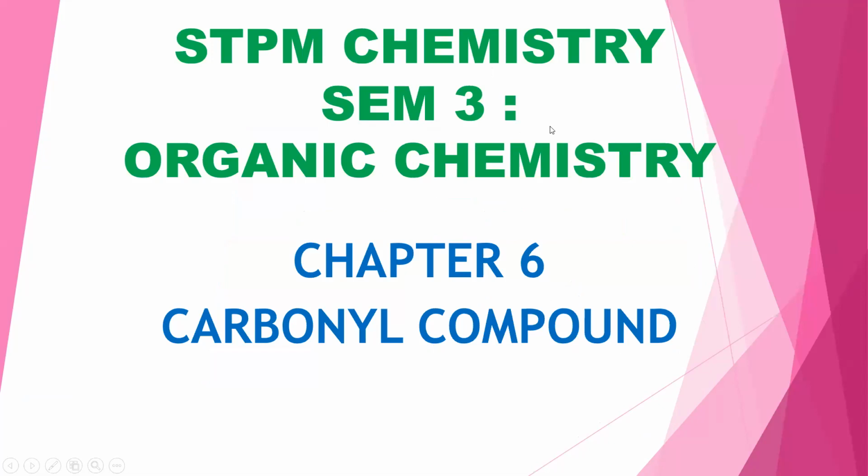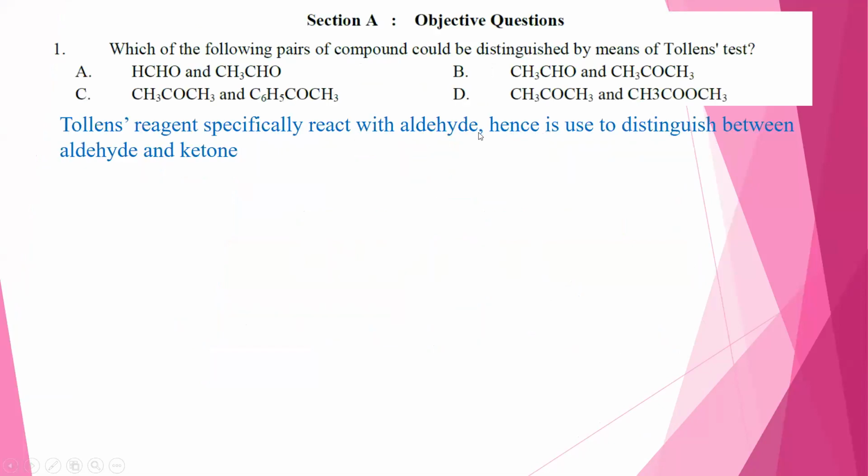So let's begin. Number one, which of the following pairs of compounds could be distinguished by means of the Tollens reagent? Tollens is specifically used for testing the presence of aldehyde. This is methanal, this is ethanal, so both give positive tests to the Tollens reagent. This is a ketone, this is also a ketone, so both will not give a positive test to the Tollens reagent. This is ethanal and this is propanone. That means this is a ketone, this is an aldehyde. So this one can give.